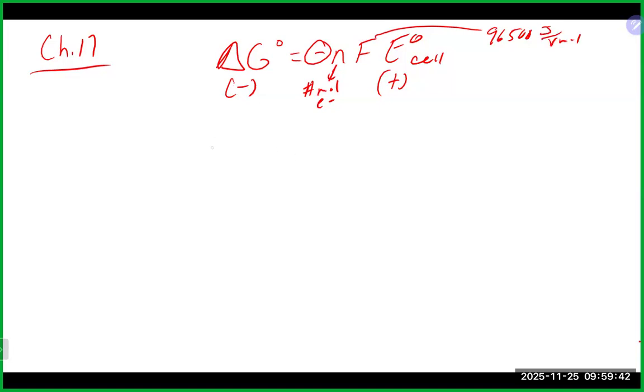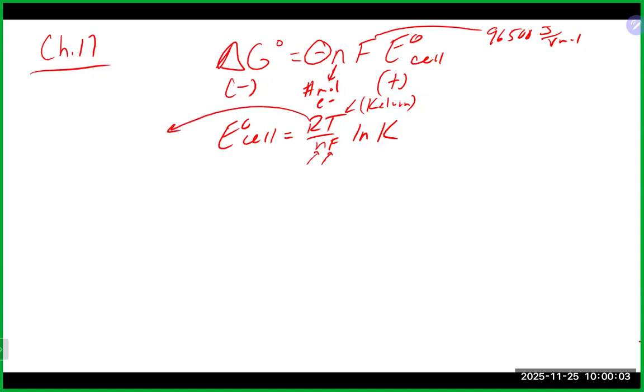We also saw the relationship between E of the cell and K: RT over nF, natural log of K. Again, these are all the same ones as above. Our moles of electrons, our Faraday's constant, our temperature in Kelvin, obviously, in most cases. Again, R is the one involving energy, so that's the 8.314 version of it. And obviously, K is our equilibrium constant.